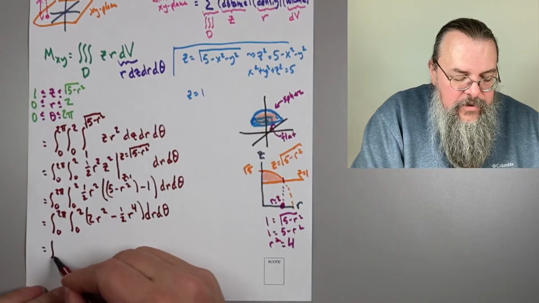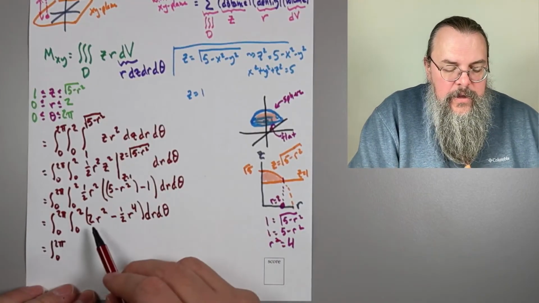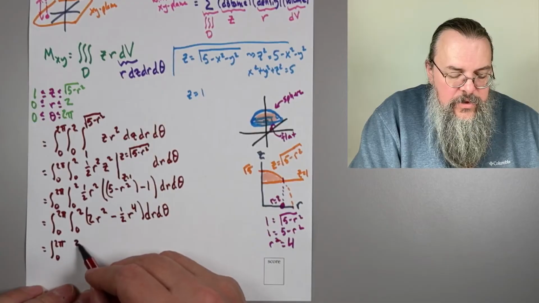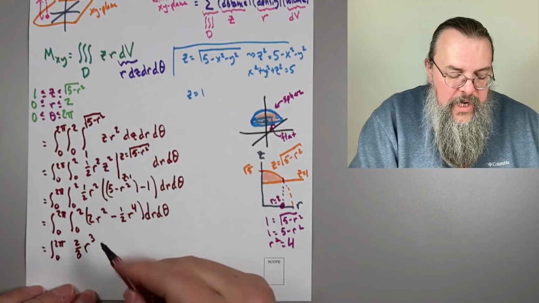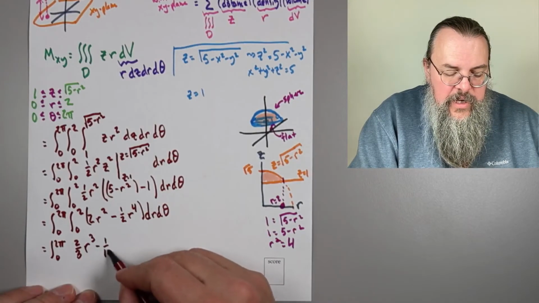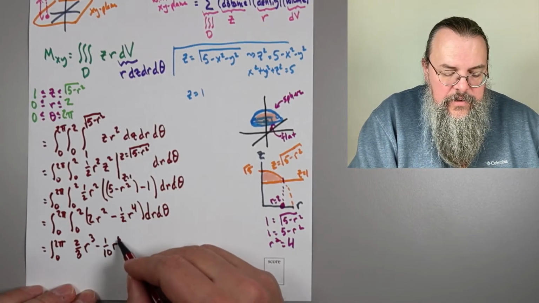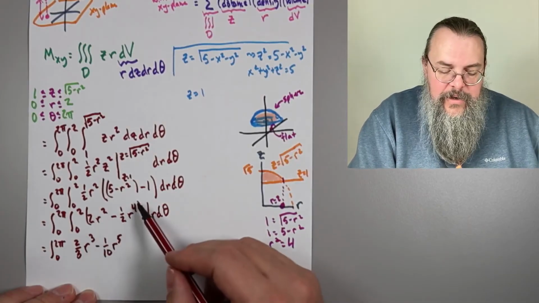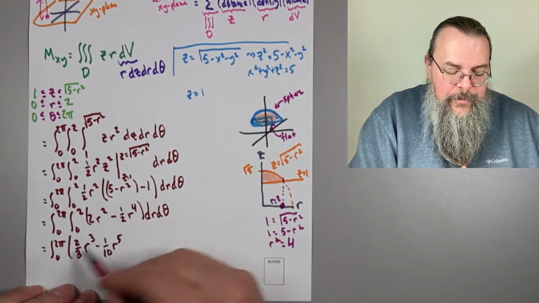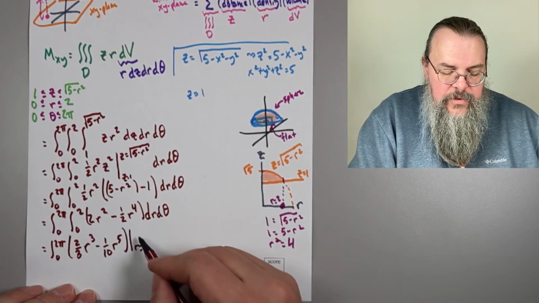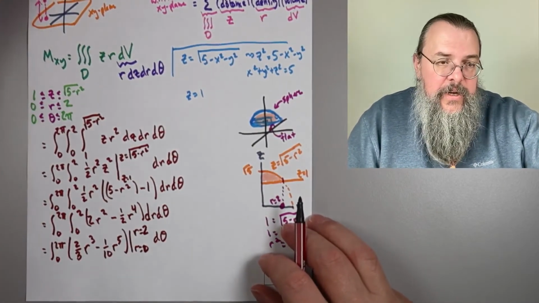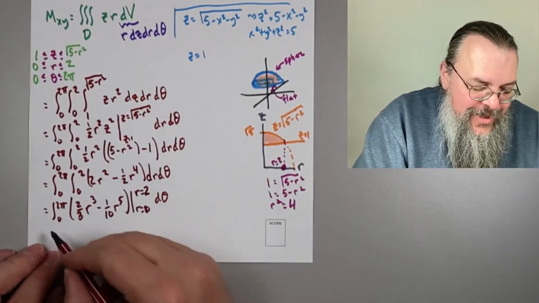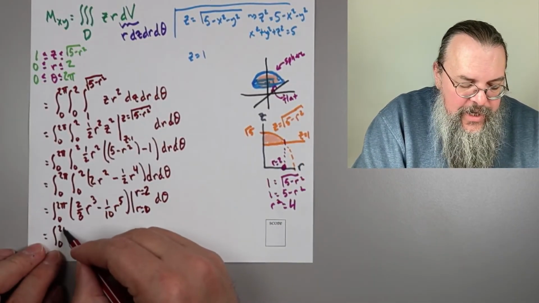Now we're ready to do our next integration. Okay, so this is the integral 0 to 2 pi. Integral of 2r squared, that's 2/3 r cubed, minus 1/10 r to the 5th. Right, you add 1, divide by the power. Add 1, divide by the power. And we're going to evaluate r equals 0 to r equals 2, d theta. Okay, which is the integral from 0 to 2 pi.